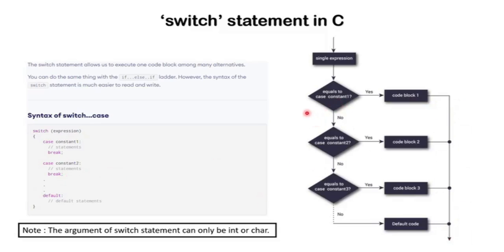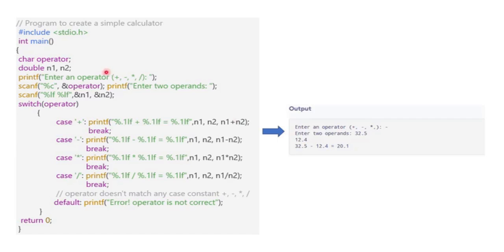But what if all the cases return the value false? In such a case there will be something called the default block. The default statements will be executed and the switch statement will end. So let's go through an example.